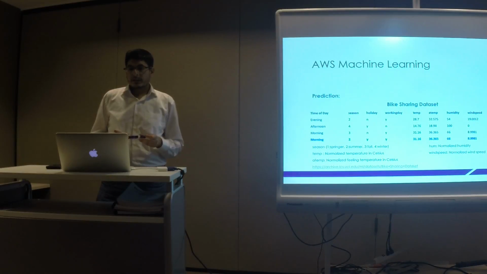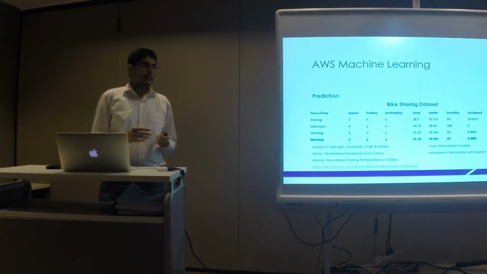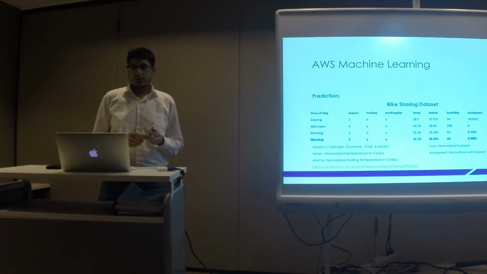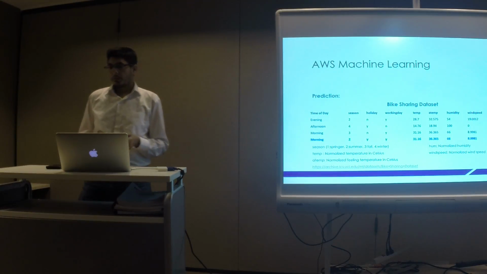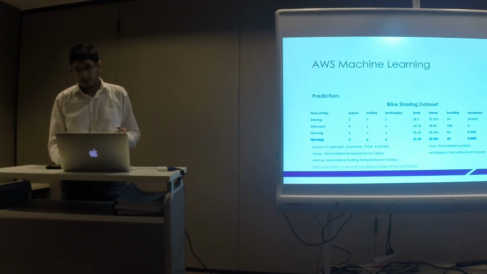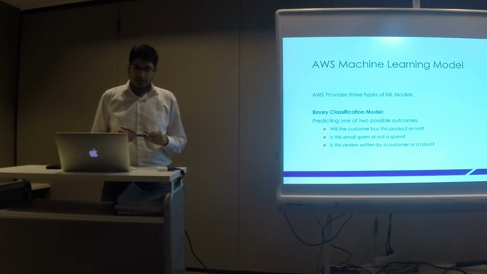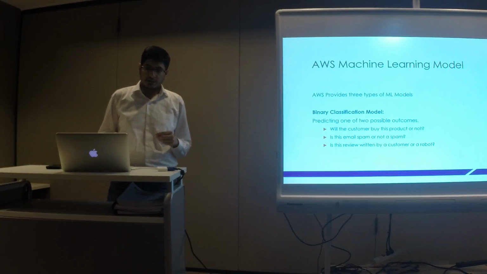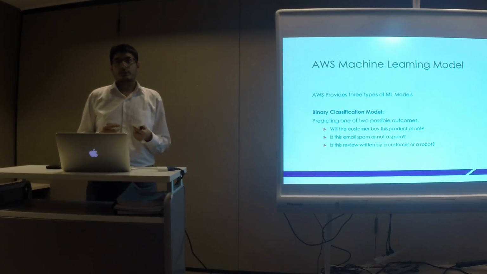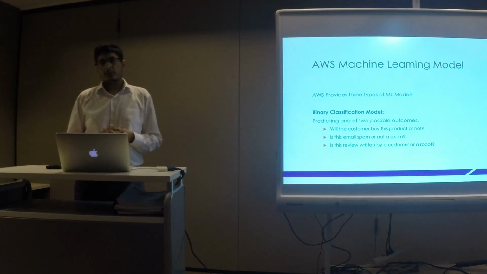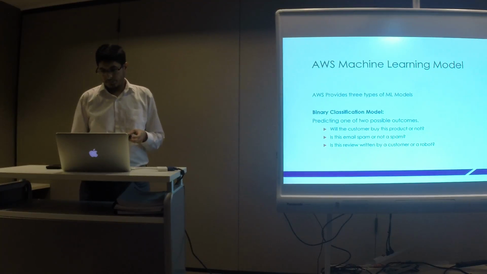In this particular case, we are looking to get a target numeric value. So how many are there? But there are a couple more models that Amazon provides, and one example is the binary classification model. The example would be, will the customer buy this product or not? So we are predicting one of two possible outcomes using this particular model.